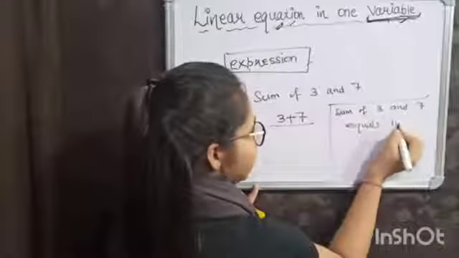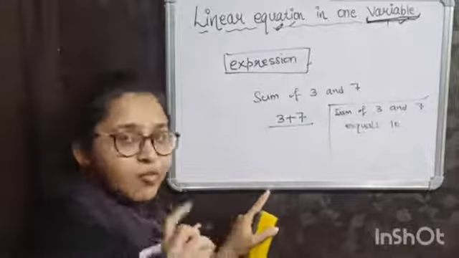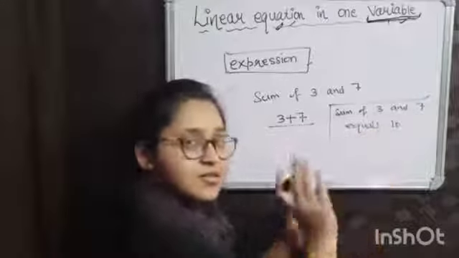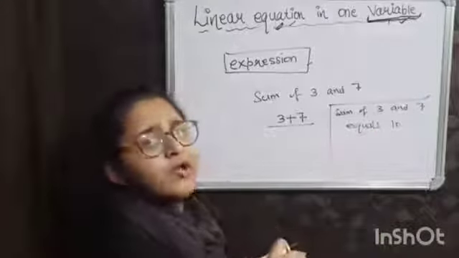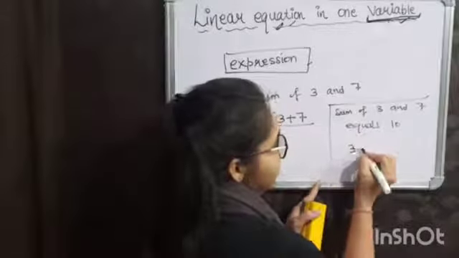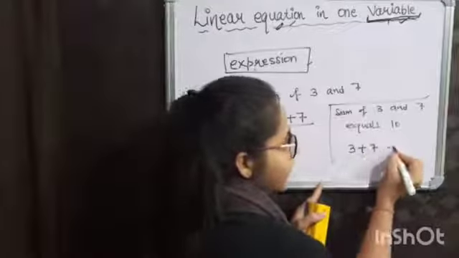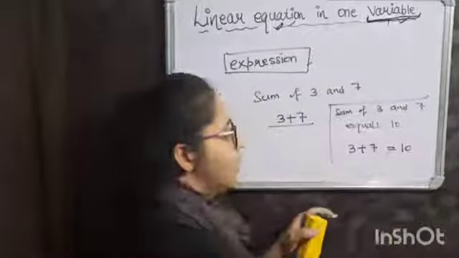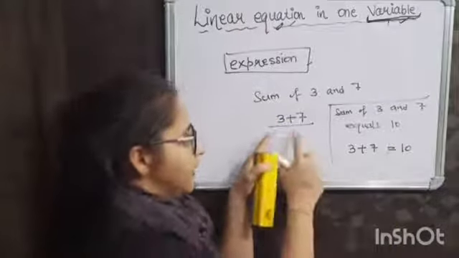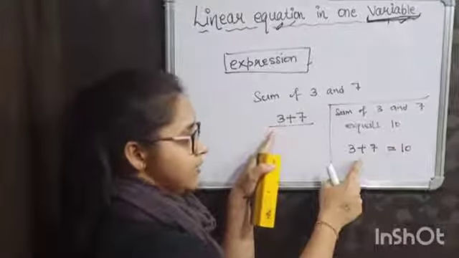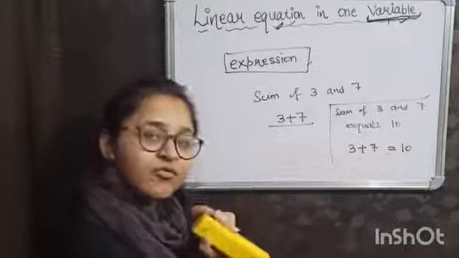10. Sum of 3 and 7 equals 10. This is a true statement. How will you write mathematically? 3 plus 7 equals 10. Now, this and this, there is a difference.